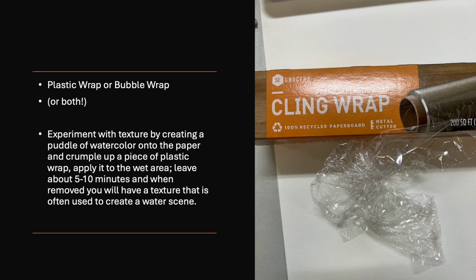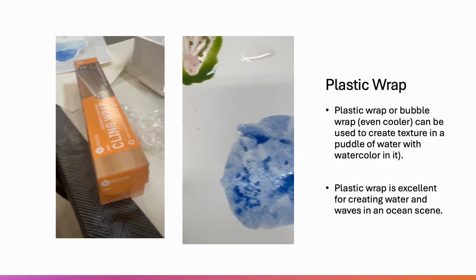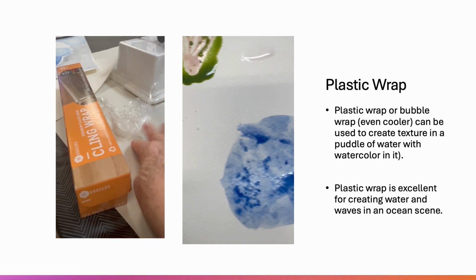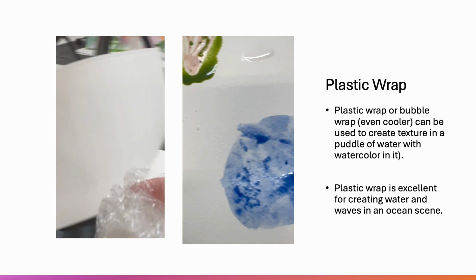So don't throw away those scrap pieces of plastic, bubble wrap, or cling wrap, because you can incorporate those into wet paint, into your watercolor. You press it down into the paint and leave it for a few minutes and then remove it, and it leaves a real nice texture that often lends a lot of light through the darker areas and creates a rippling effect.